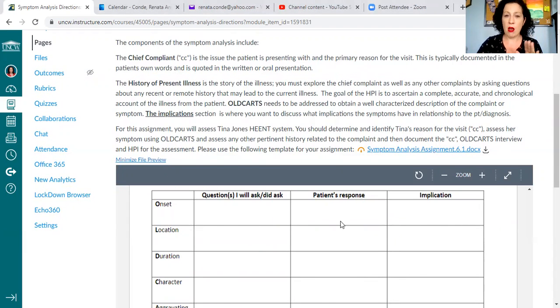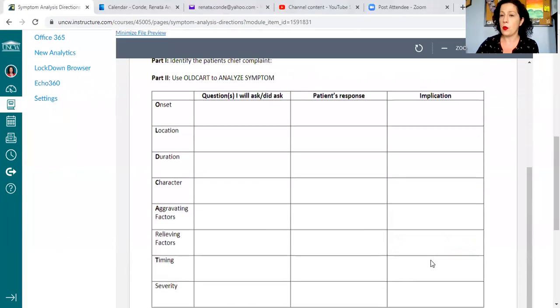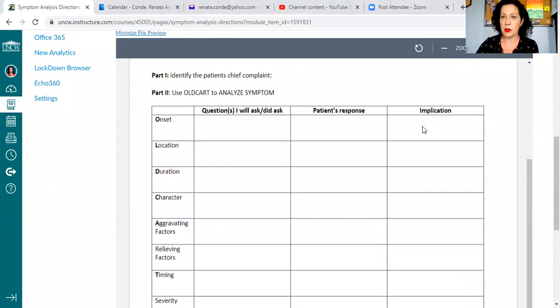And so for each of these, all the boxes are going to be filled. This whole thing will be filled. So onset, what questions am I going to ask? When did your abdominal pain start? What did the patient say? Well, maybe she told me that it started a week ago. Implications, and this is the biggest part of the assignment. The whole point of the assignment really is this section here. So what are the implications of the onset of that symptom for your patient?